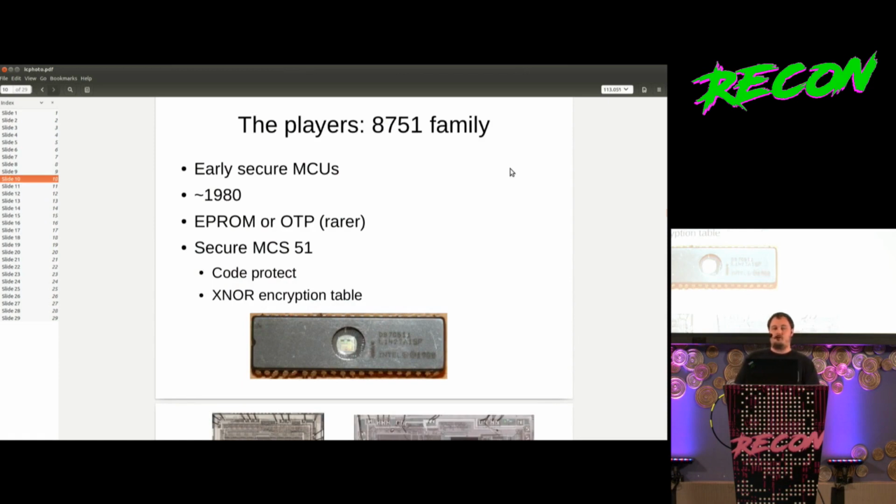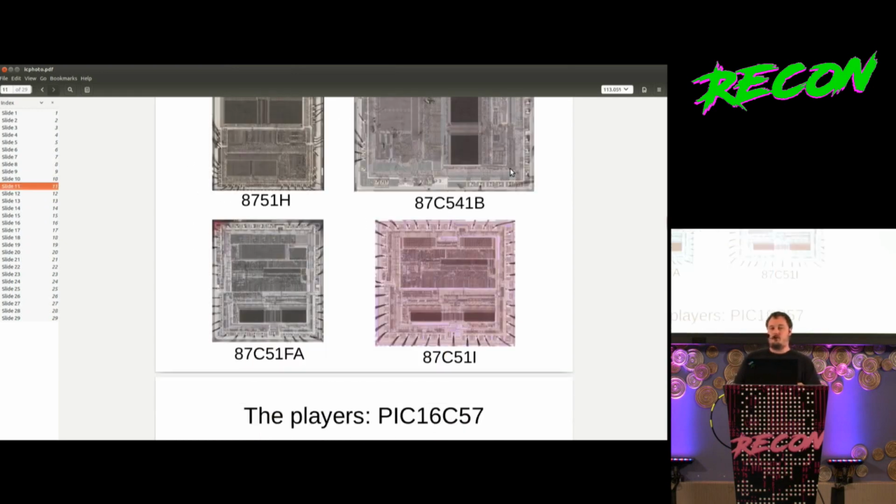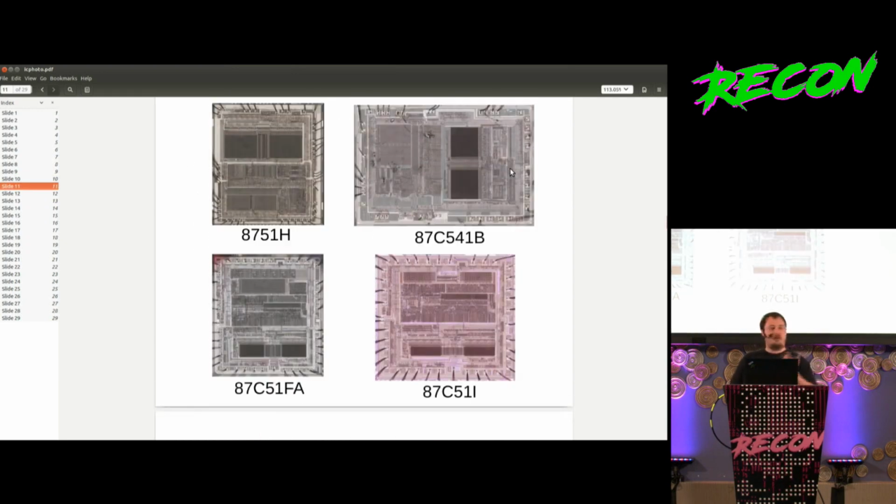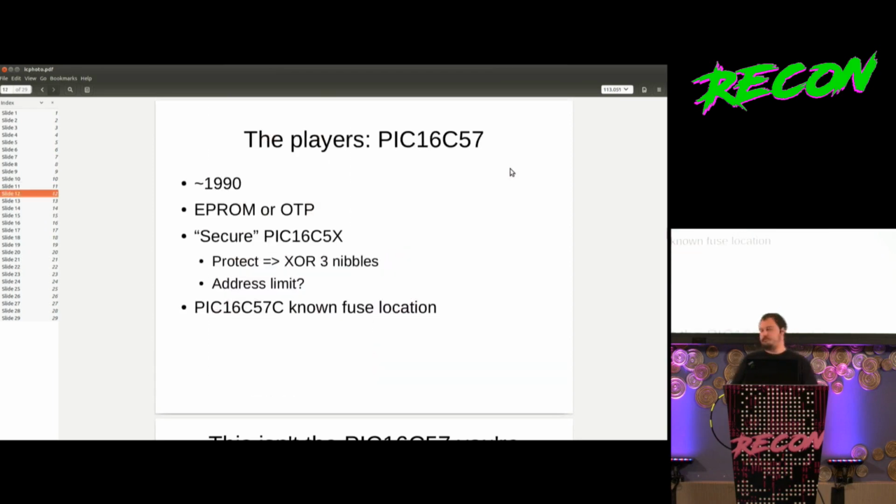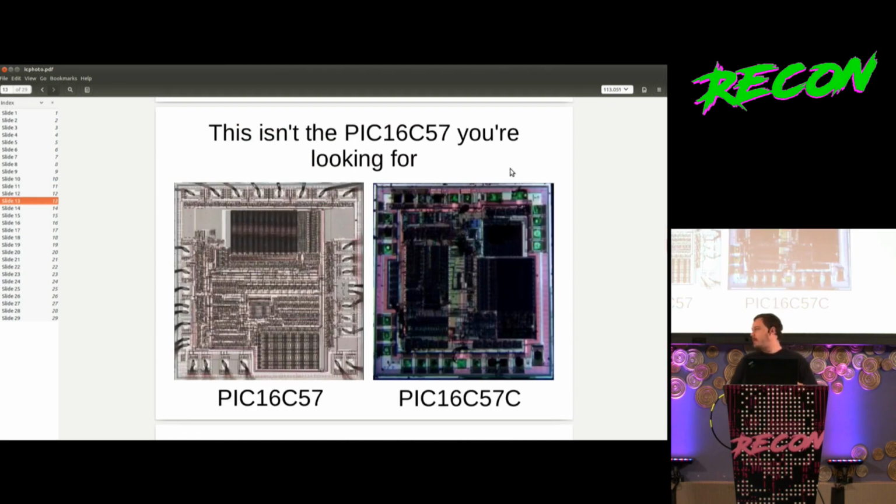Starting with the 8751, we'll gloss over details, but basically it has code readout security. That's the key point here. There are a bunch of different types of them, and we'll be talking about a few. The ones at the top are NMOS or PMOS, and the bottom ones are CMOS, which is what the C is in the part numbers. For the PIC it's basically the same idea: there are some more interesting details, but basically it's an early secure microcontroller.